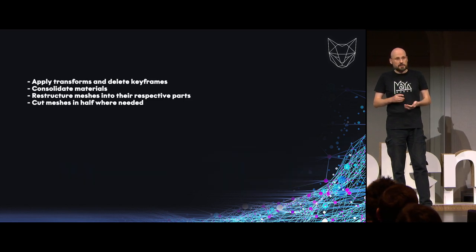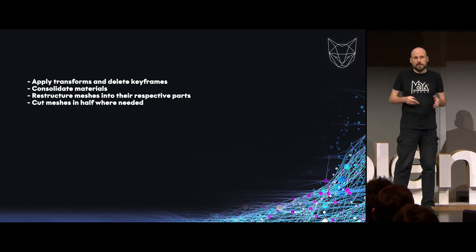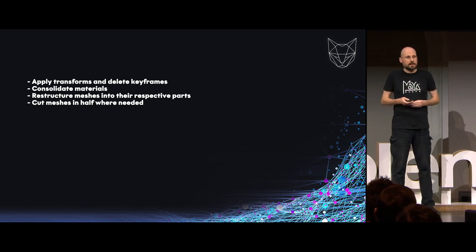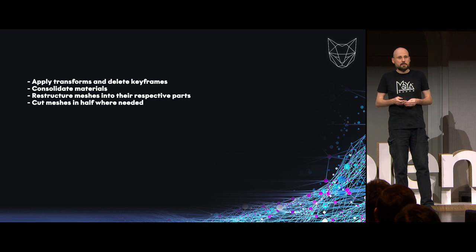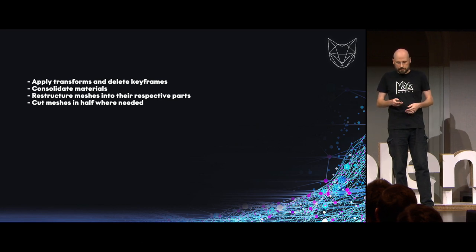So what do we do? First thing first, we apply all the transforms and delete the keyframes. We have to consolidate materials because we don't care if something is clear plastic or glass. They look the same. We don't care if it's this kind of plastic or that kind of plastic. If they look similar enough, they will be consolidated. And we have to restructure the data that we get in order to be able to work with it. And we cut meshes in half where we need them, so we can mirror them over in the engine. So the hood, for example, we only work on the left side, so that will be then mirrored over.